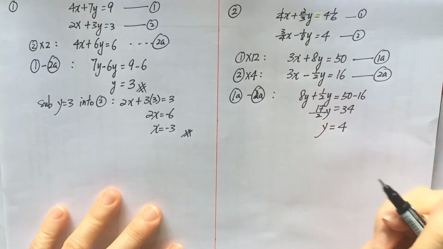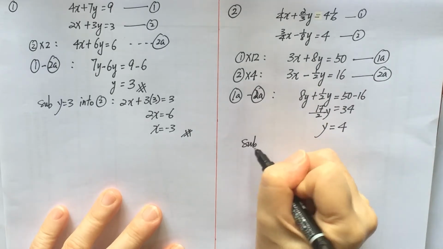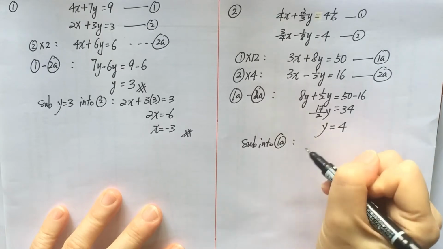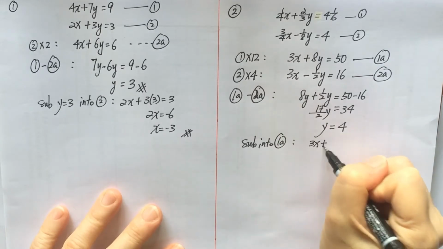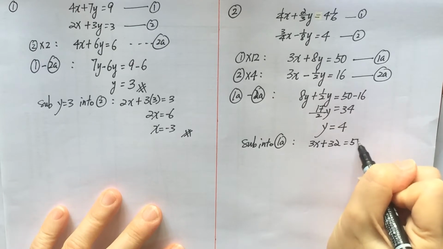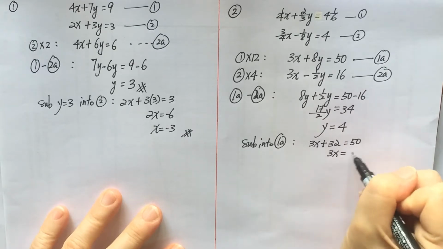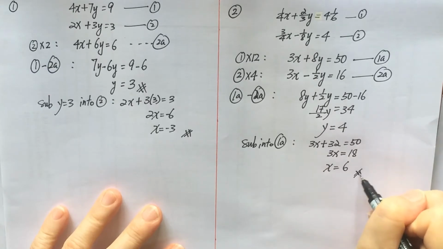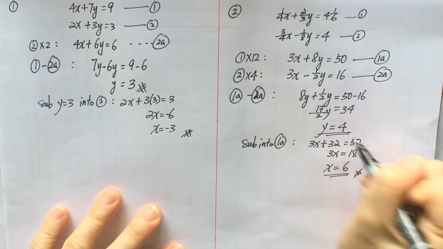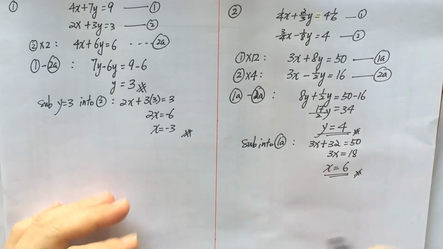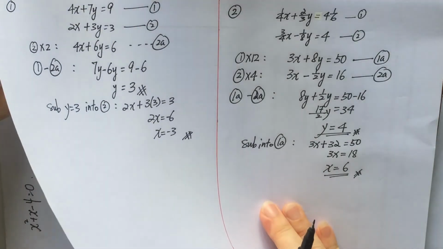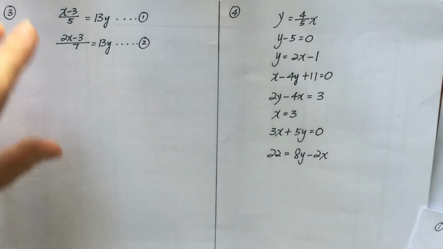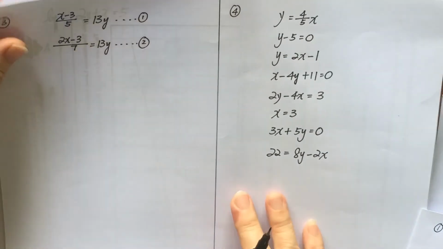So when y equals to 4, I will substitute into equation 1a. So I get 3x plus 32 equals to 50. So 3x equals to 18. So x is equals to 6. So I have two answers, x equals 6, y equals 4. This is question 2. So next, question 3.